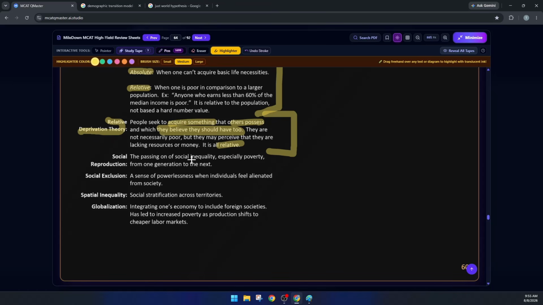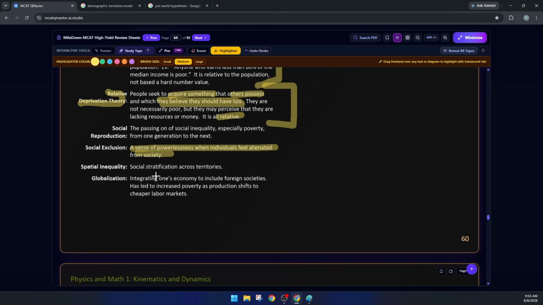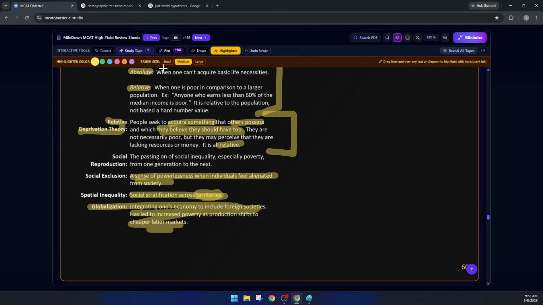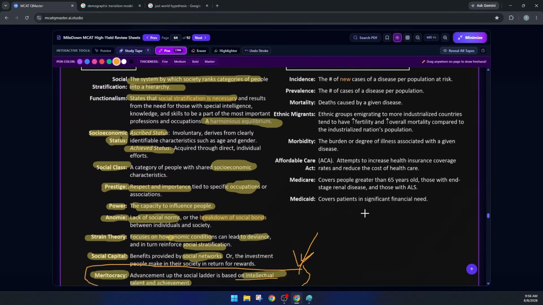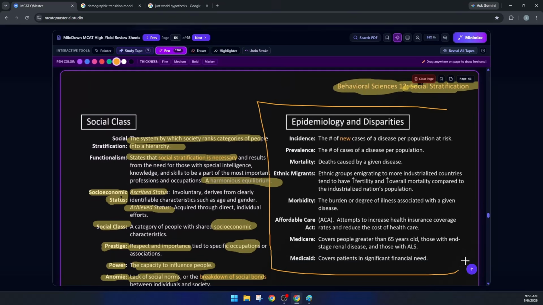Social reproduction is the passing of social inequality, especially poverty, from one generation to the next. Social exclusion is a sense of powerlessness, when individuals feel alienated from society. Spatial inequality is social stratification across territories. Globalization, we already talked about. I don't know why there are multiple definitions for them, but yeah, we already talked about globalization. And lastly, we're almost done.